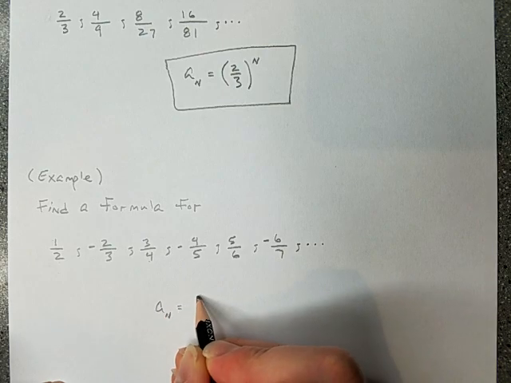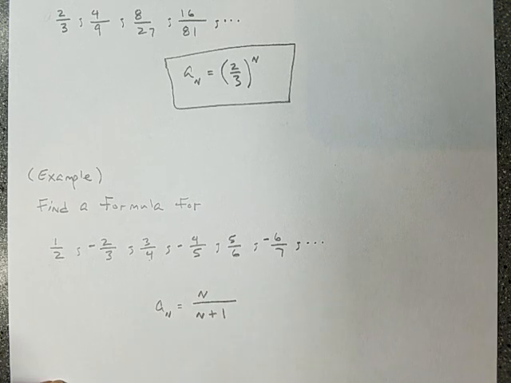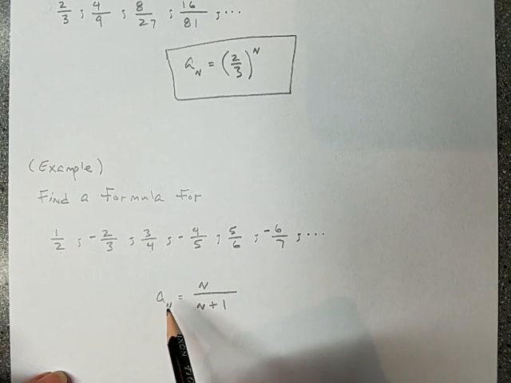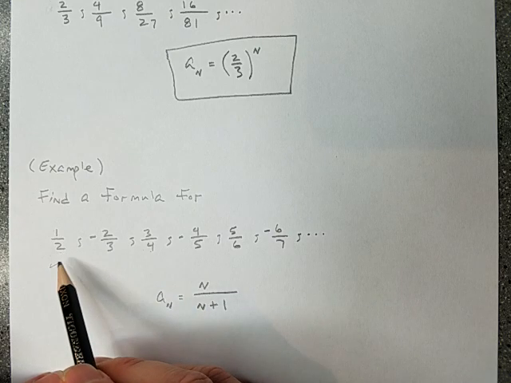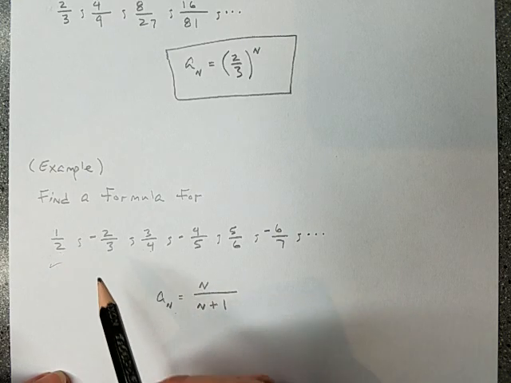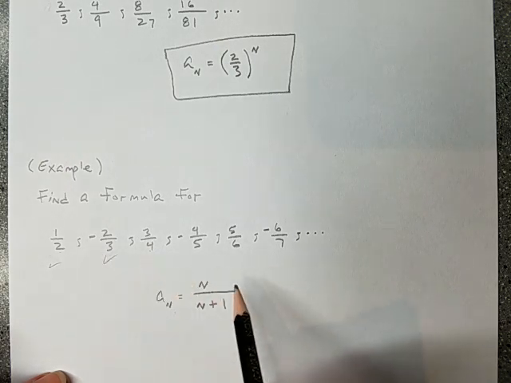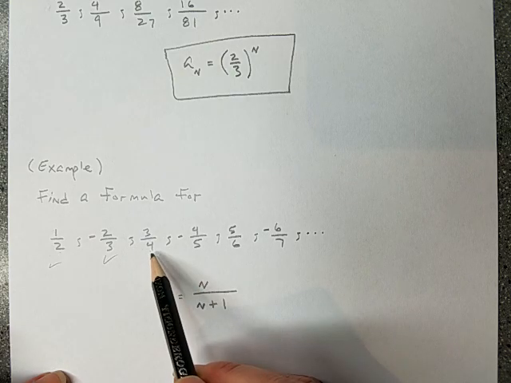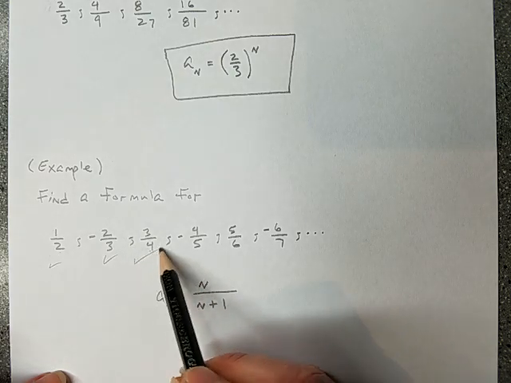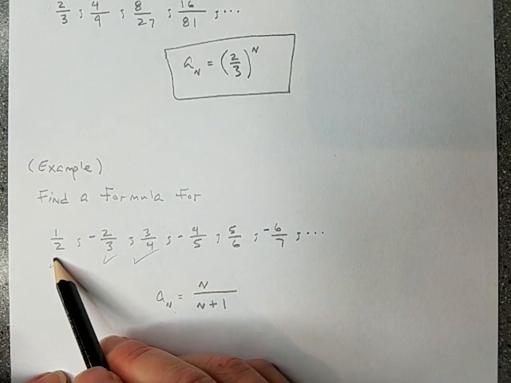a_n equals n over n plus 1. Would that work? Let's see. If n is 1, I'm going to get 1 over 2. Check. If n is 2, I'm going to get 2 over 3. Check. Okay, so it works. One more: if n is 3, 3 over 4. Check. Okay, it works. What about the signs jumping from plus to minus?